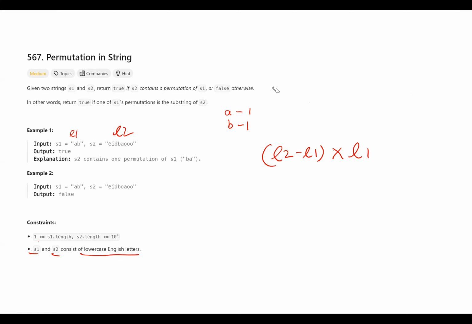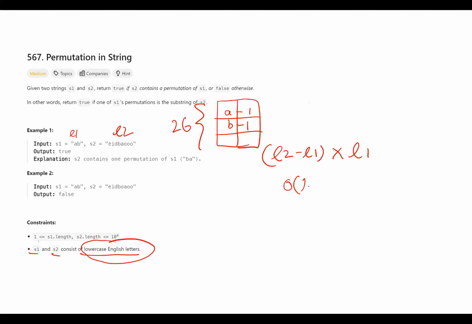Space complexity is we are not actually using any extra space. The reason behind that is, we have used a map to take the frequency count of L1. Since we have lowercase English letters, this map can be at most 26. The length of this map cannot exceed 26. So that means L1 is 26, so order of L1, which is order of 1. Okay, so this is the space complexity.